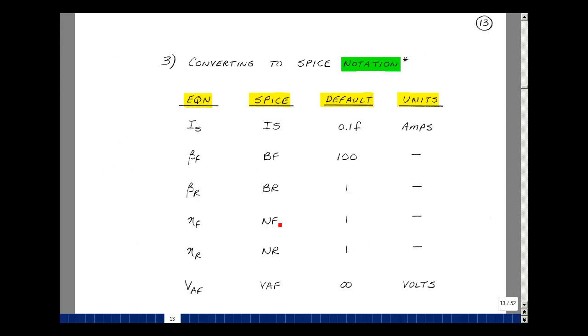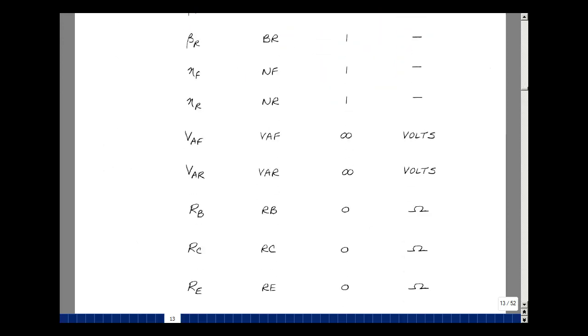Eta F is NF with a default value of 1. Eta R, NR with a default value of 1. The voltage V sub AF is VAF with a default value of infinity. I'll explain this in just a second. V sub AR, VAR, default value of infinity.